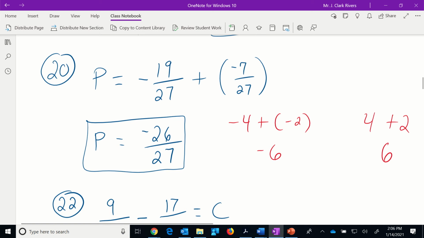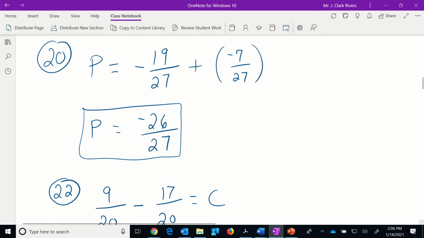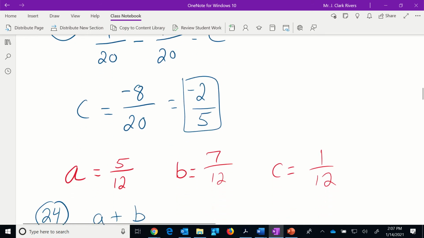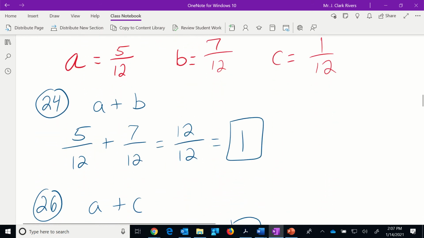We have a negative plus a negative. We're going to keep that denominator of 27. -19 plus -7 gives me -26. Okay. 22, 9 minus 17, that's -8. We keep that denominator of 20. We can simplify this by dividing the numerator and denominator by 4, giving us -2/5. Okay, I think these were pretty straightforward here.